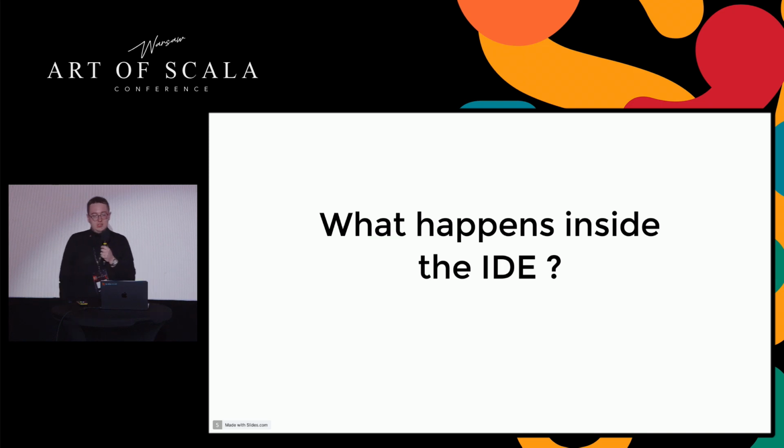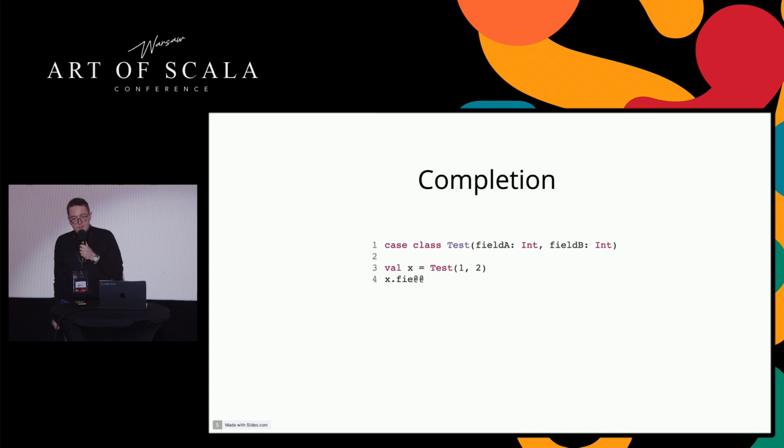Let's ask ourselves a question: what happens inside the IDE? Let's go through 3 examples where we will try to reason what should happen to provide you the results. The first example will be a completion. It's a very simple snippet where we define a case class Test with 2 fields, field A and field B. We then instantiate the Test and assign it to value x. And finally, we want to run completions on it. So what needs to happen to return field A and field B as a completion result?